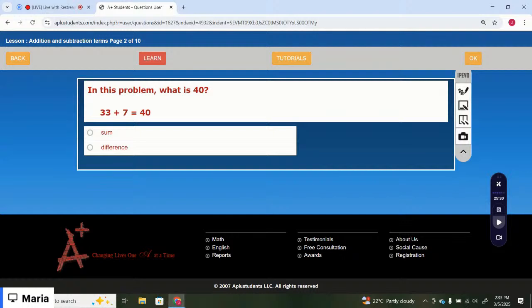In this problem, what is 40? 33 plus 7 equals 40. 40 is the sum of 33 and 7.